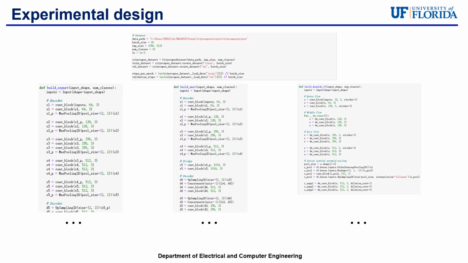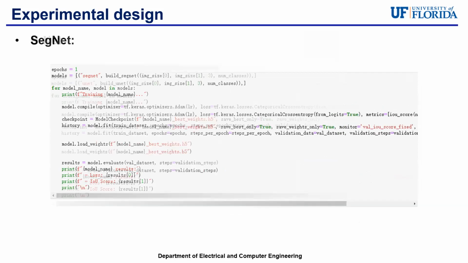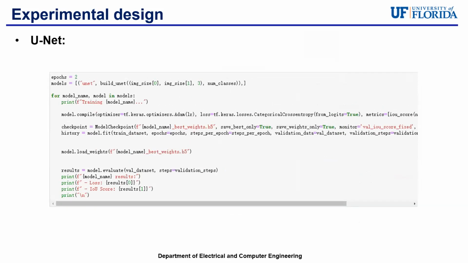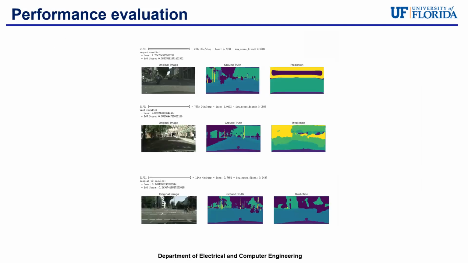Due to time constraints and insufficient computational resources, we only trained one epoch for SegNet, 2 epochs for U-Net, and 20 epochs for DeepLab v3. Then we predicted the results on the validation set. Here are some results. Based on the results, we can observe that DeepLab v3, having been trained for more epochs, demonstrated the best performance among the 3 models in terms of IoU score.